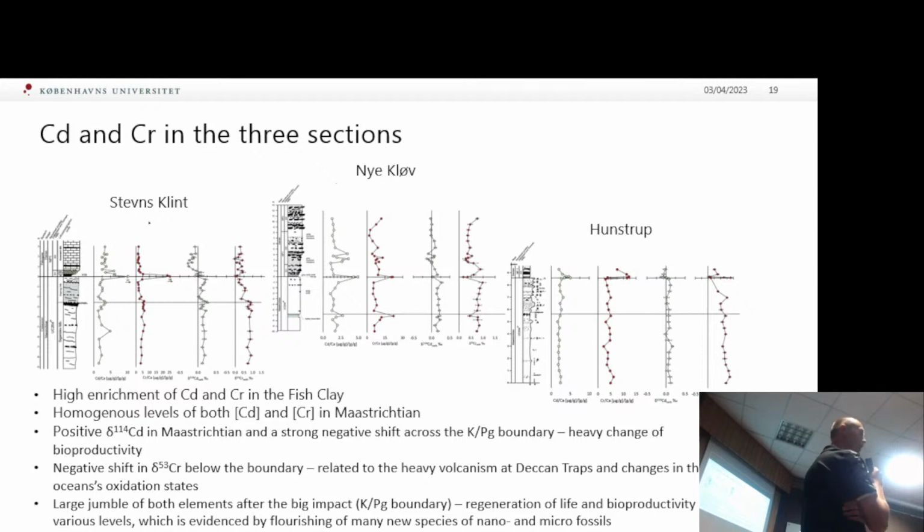Yeah. I think so, right? Yeah. The cliffs in Danish beaches, where you have the KPG boundary, so it's a very important boundary. And one thing that I think is clear is that, looking at it, you see that at the KPG boundary you have variation in cadmium, right? So it's probably telling you something. What exactly that is, probably related to bioproductivity, but yeah.